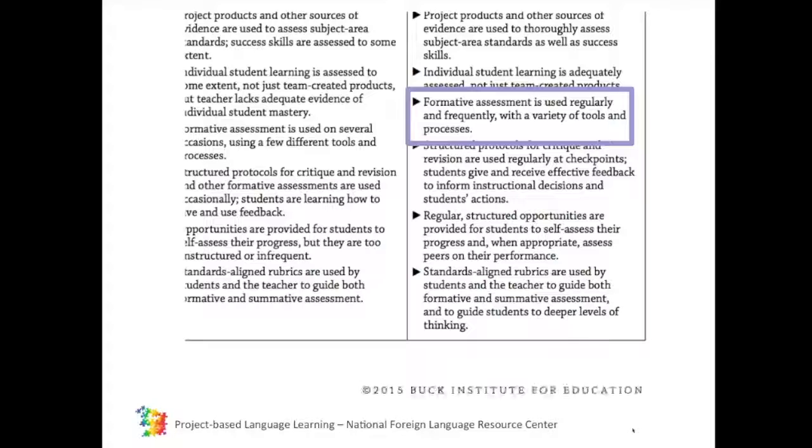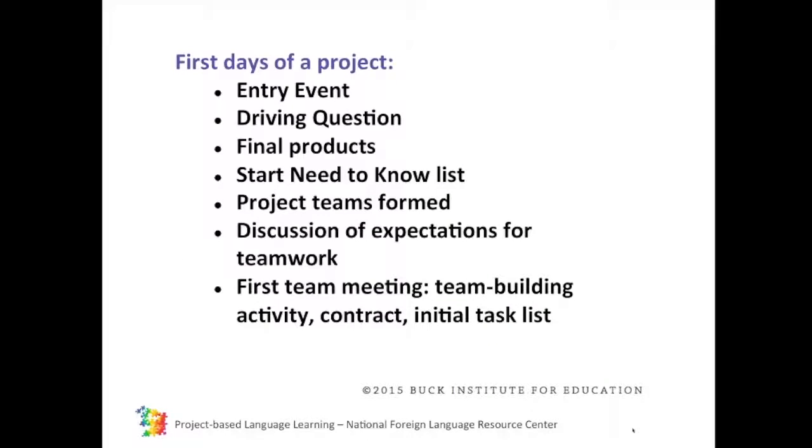So looking closely at that rubric again, we'll focus on the bullet that says formative assessment is used regularly and frequently with a variety of tools and processes. So let's discuss some of these tools and processes. Some of them are launched even at the first day of a project. So in the beginning of a project, you have an entry event that sparks students' interest and keeps them on track. A driving question is used to guide students through the process. You introduce the final product, start a need-to-know list. You'll begin to form project teams, have a discussion of expectations for teamwork within teams and as whole groups, and you'll want to have a first team meeting, which may include a team building activity, a contract, an initial task list, components like that.